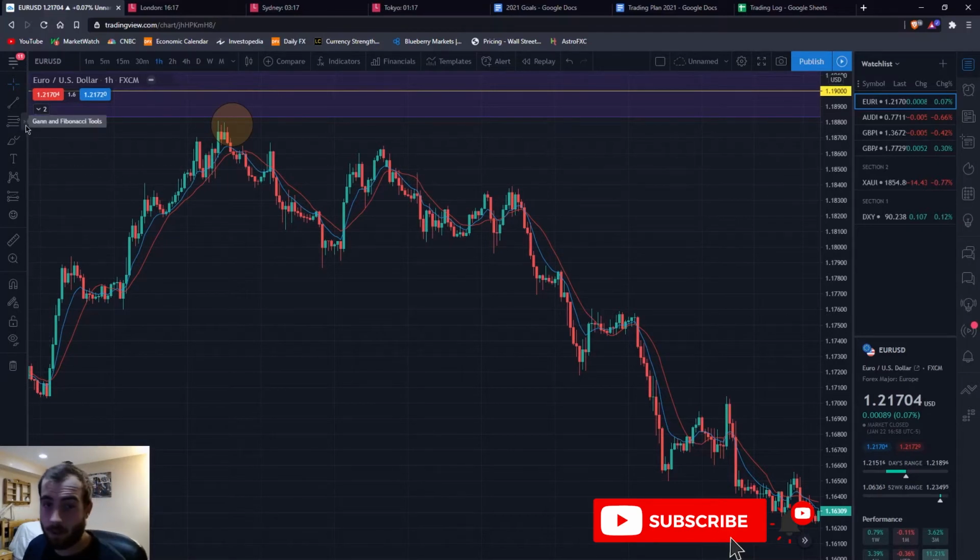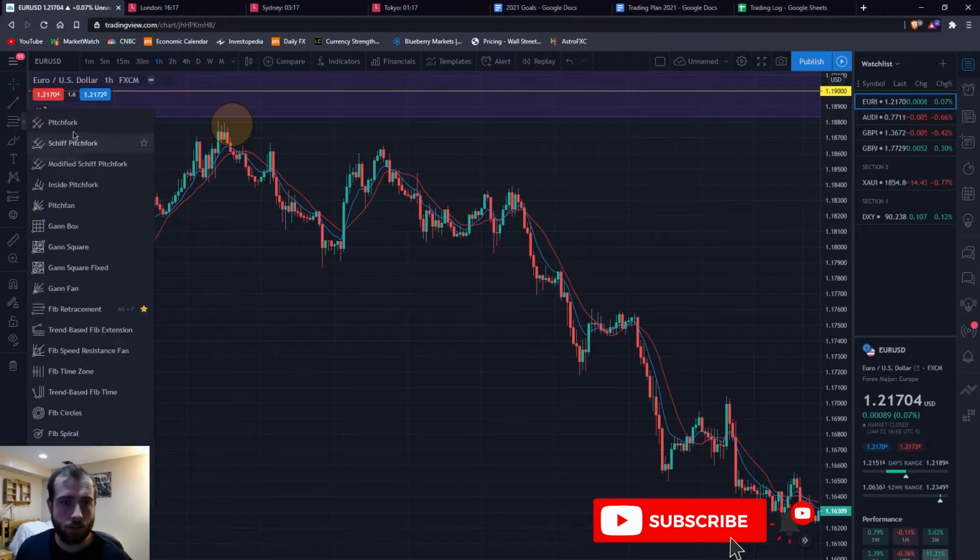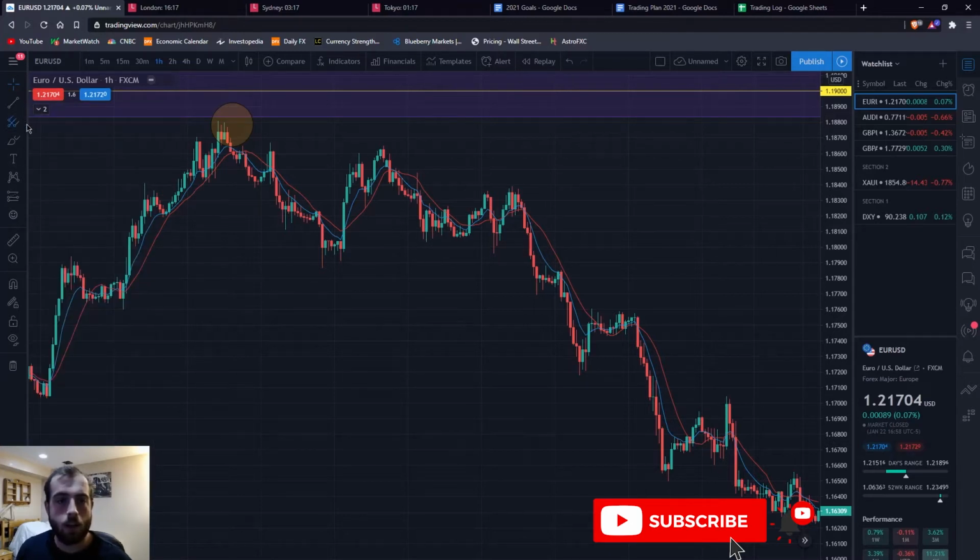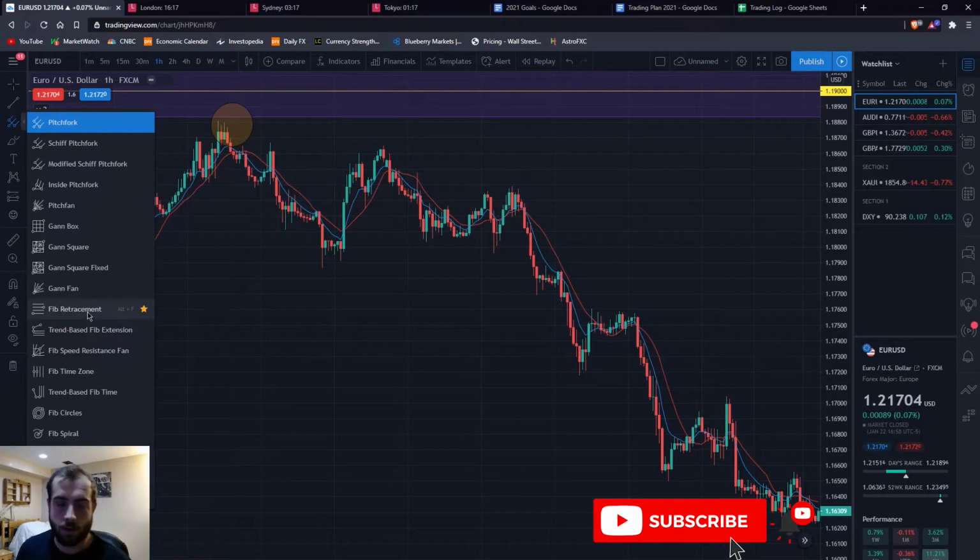So first off, if you're new to Trading View, new to using the Fibonacci Retracement Tool, I'll show you where to even find it in Trading View. So come down here to the third. Usually this is defaulted at Pitchfork, I think. If you come here to the drop menu, it's down here, fib retracement.